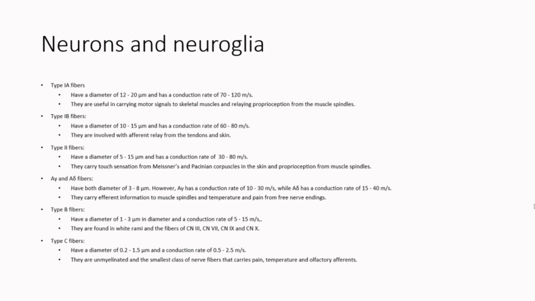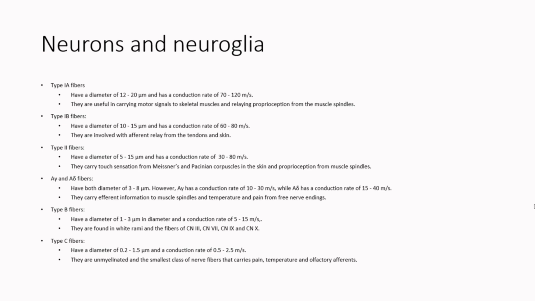And then we have type B fibers. They are the smallest in diameter when it comes to the myelinated fibers, and they have a conduction speed between 5 to 15, and you can find them in the white rami and the cranial nerves 3, 7, 9, and 10.